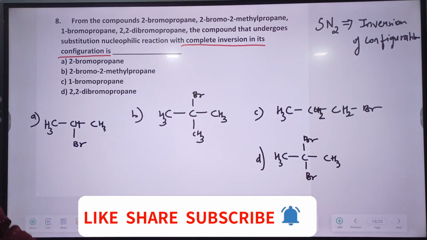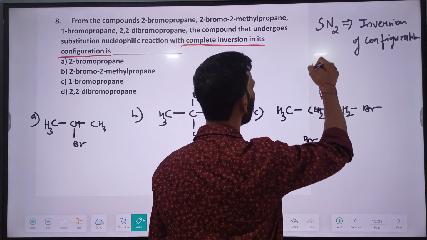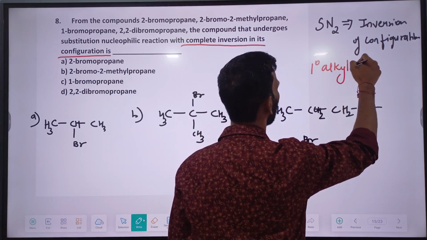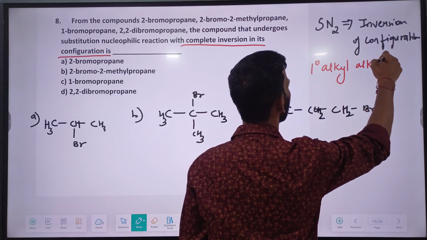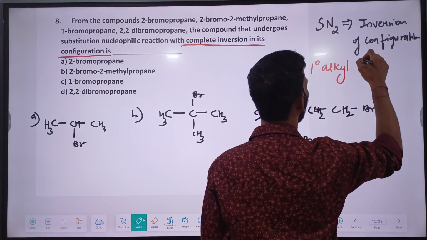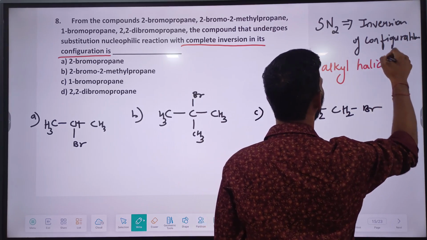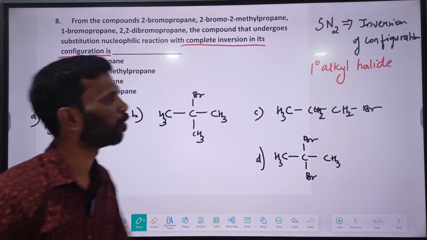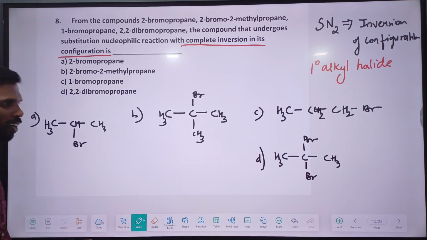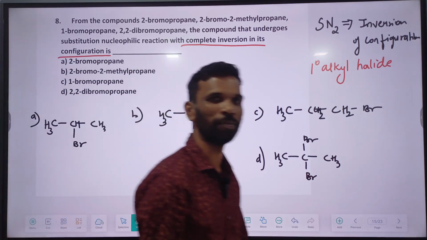For SN2, which alkyl halide is favorable? Primary alkyl halide is always favorable. Primary is more favorable, then secondary. Primary alkyl halide is more favorable for an SN2 reaction. Comment the degrees of A, B, C, D.